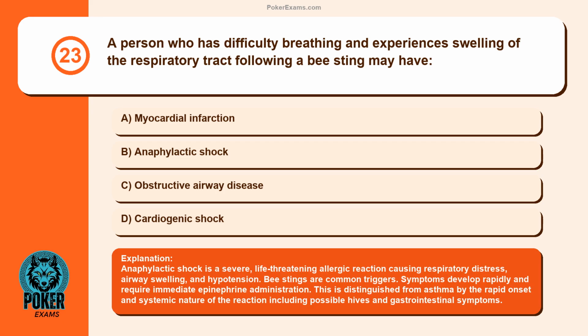Anaphylactic shock is a severe, life-threatening allergic reaction causing respiratory distress, airway swelling, and hypotension. Bee stings are common triggers. Symptoms develop rapidly and require immediate epinephrine administration. This is distinguished from asthma by the rapid onset and systemic nature of the reaction, including possible hives and gastrointestinal symptoms.